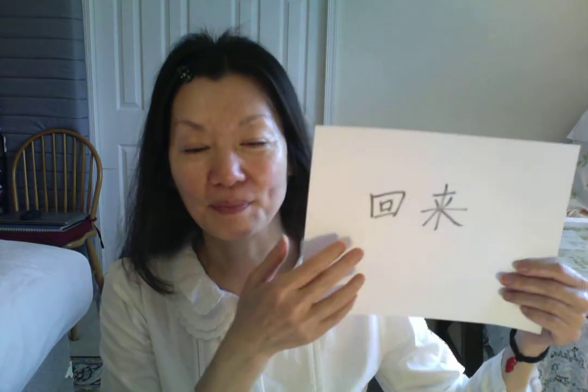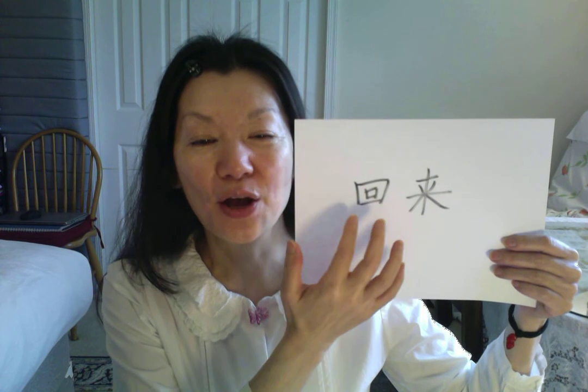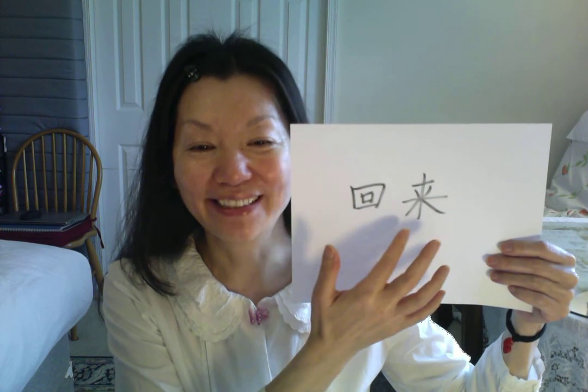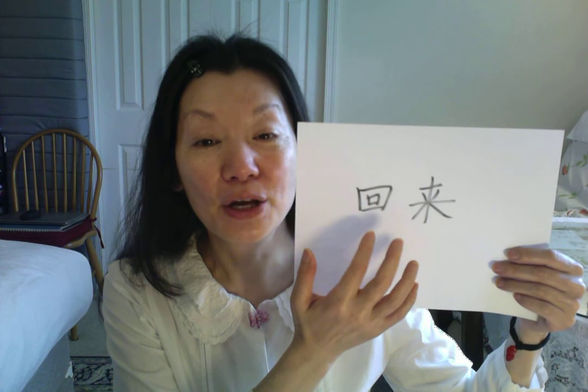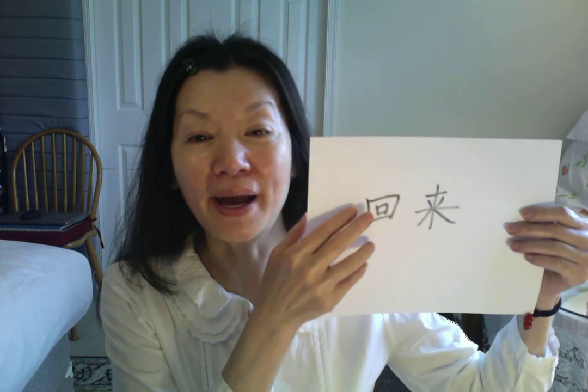To come back. To come back in Chinese. In Chinese, how does it go here? 回来. To come back. 回来. Come back.